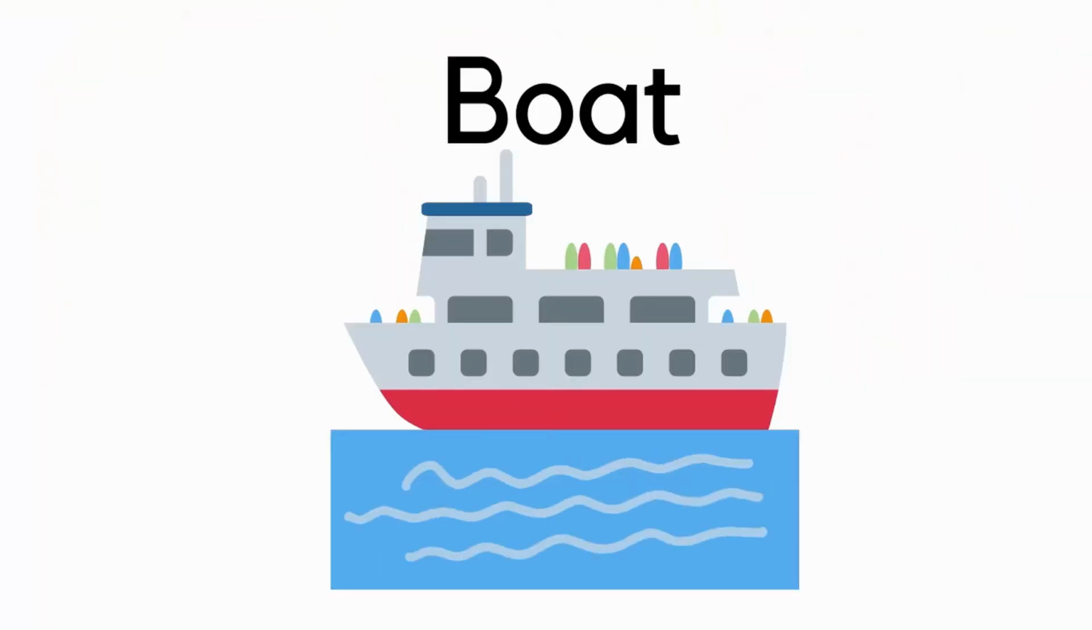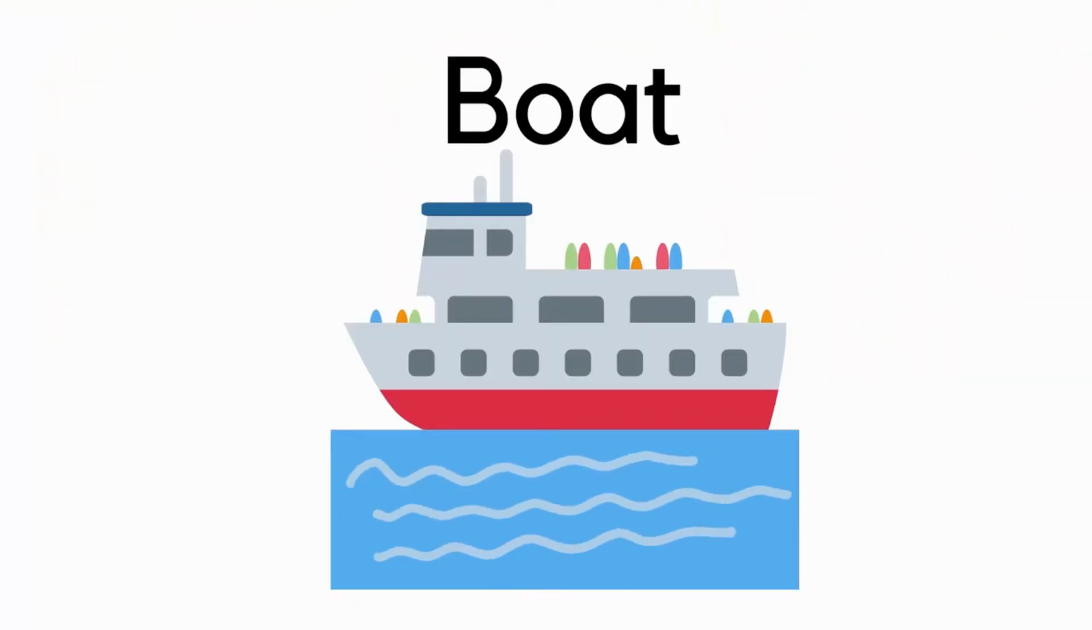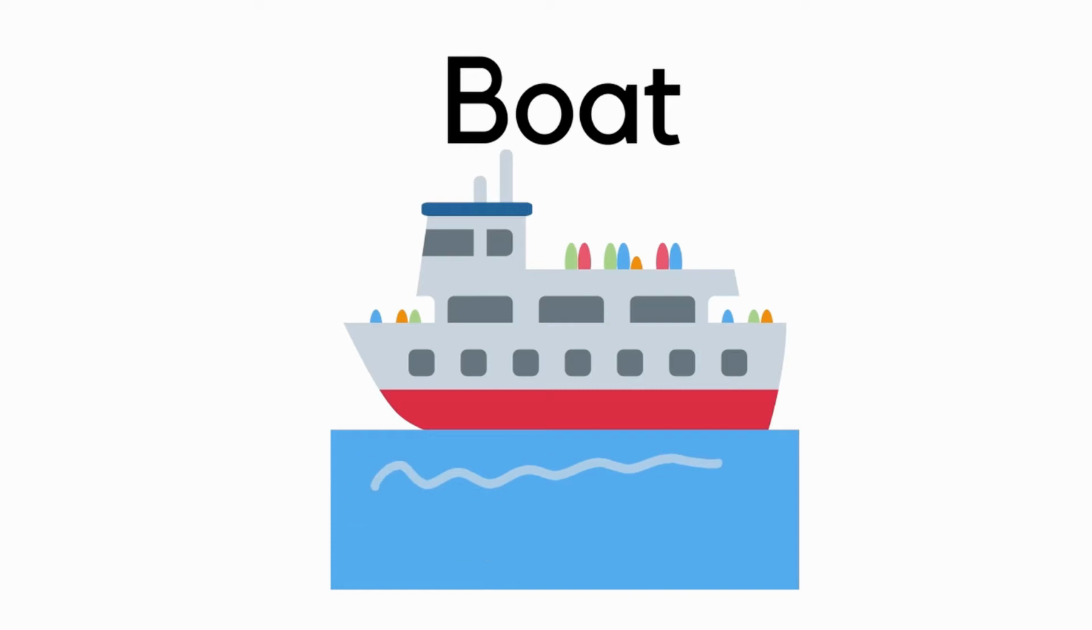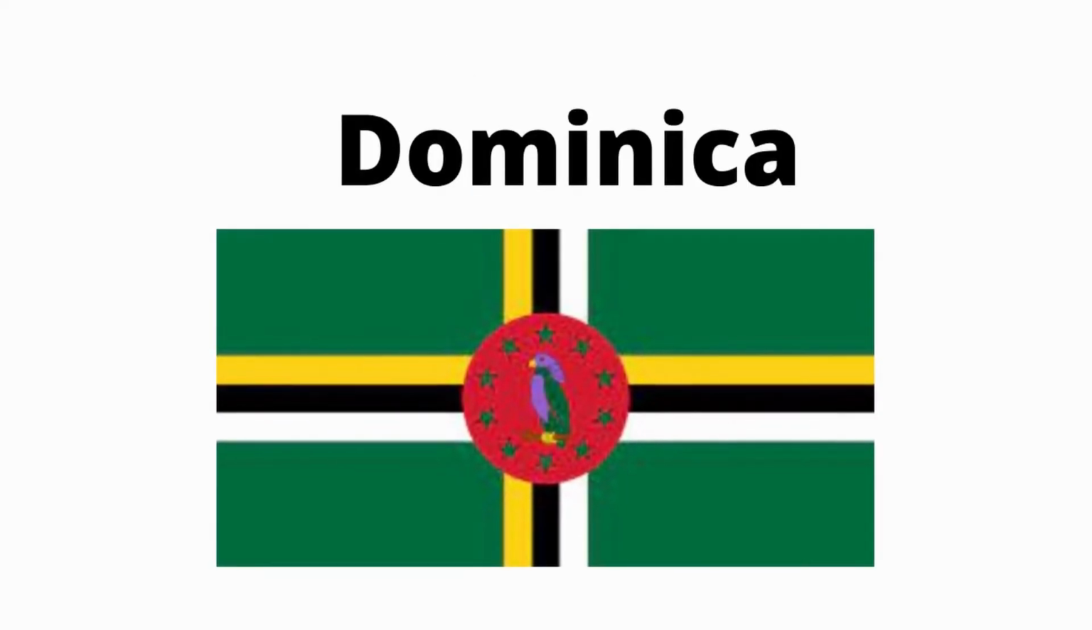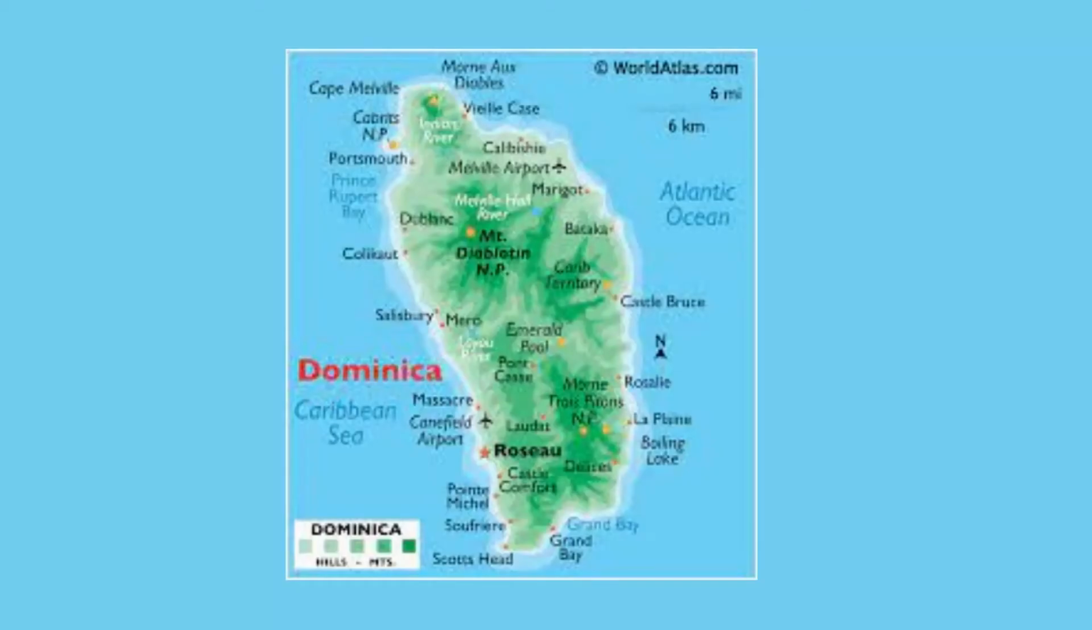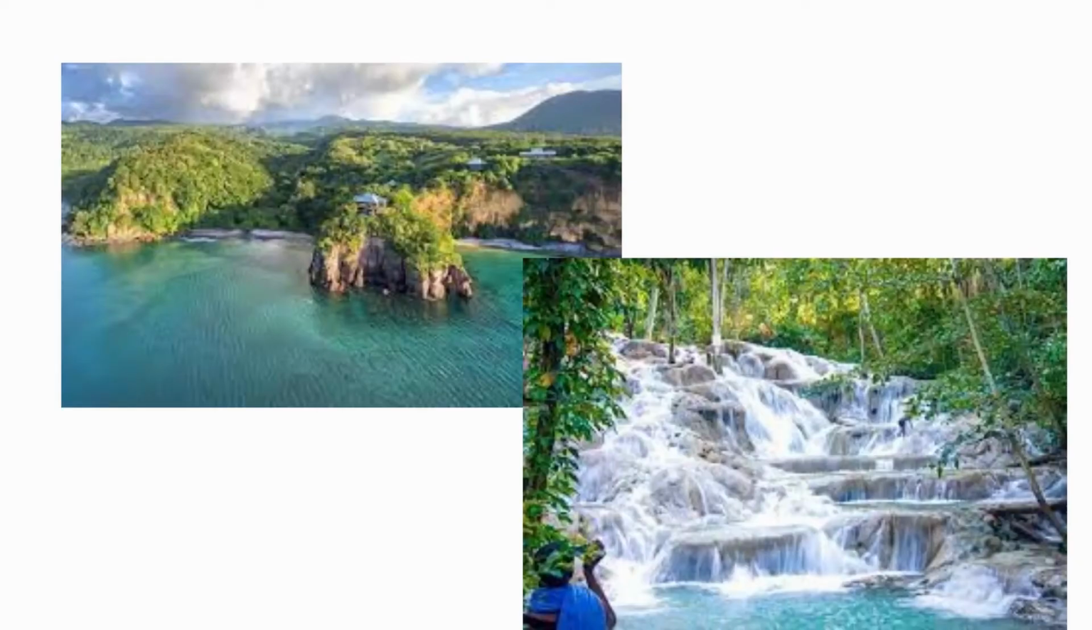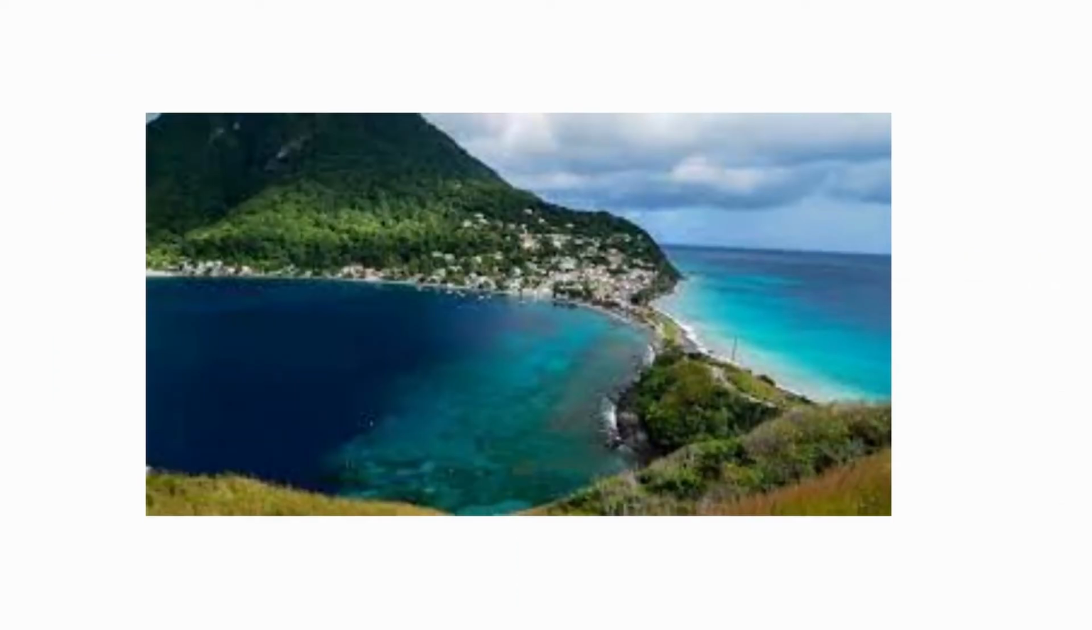Very good, friends. Now that we know our letter of the day, let's talk about our area of the day. And for that, we need to jump in our boat and sail around the world. What's our area of the day today? Our country of the day is Dominica. Dominica is a lovely country in the Caribbean, and they are known for natural hot springs and natural rainforest. Yes, it's a beautiful island.